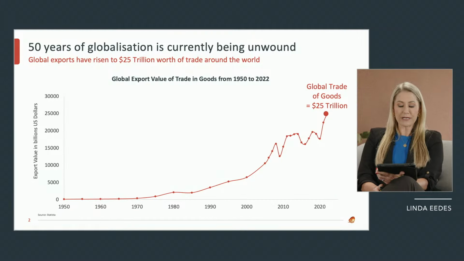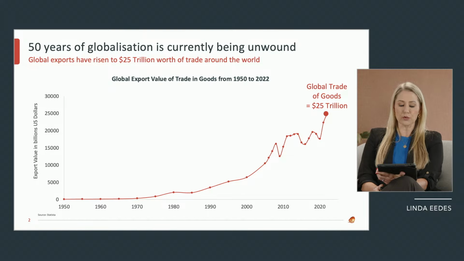So to give us some context to start, we're going to look at a few slides which just tell us a little bit about the history of globalization that we've seen over the last few decades. If we look at this slide here, we're looking at the history of global trade of goods, which goes back to the 1950s. And you can see how the global trade of goods has risen dramatically since the 1970s, well into the 80s and 90s.